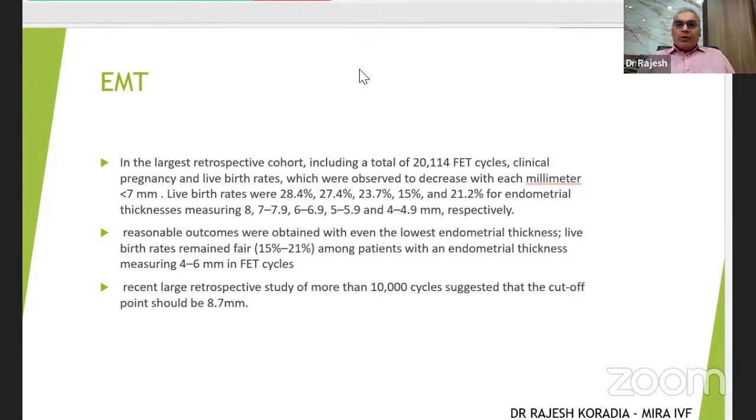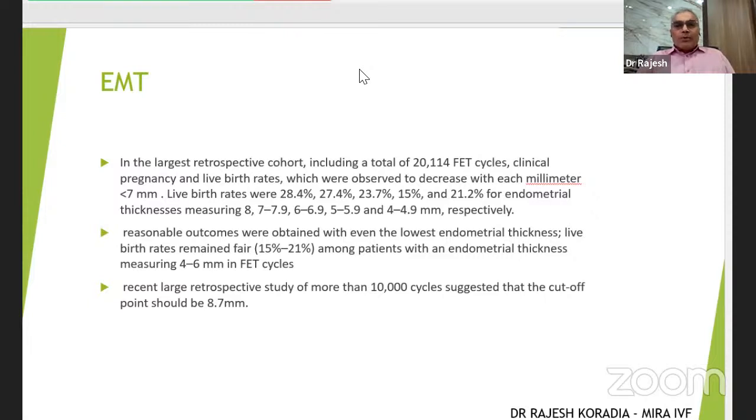In the largest retrospective cohort, including approximately 20,114 FET cycles, the clinical pregnancy and live birth rates were observed to decrease with each millimeter below 7 millimeter. The live birth rate was 28.4% when it was measuring 8 millimeter, 27.4% when the measurement was between 7 and 7.9, 23.7% when it was between 6 and 6.9, 15% when it was between 5 and 5.9, and 21% when it was 4 to 4.9 millimeter.